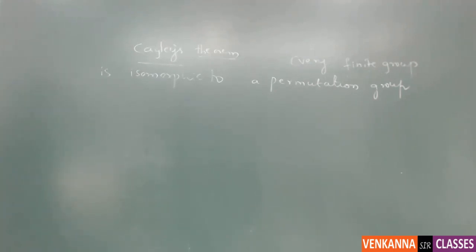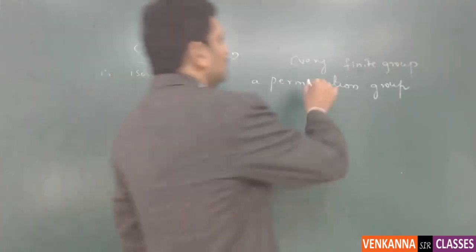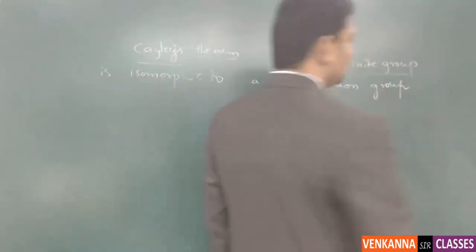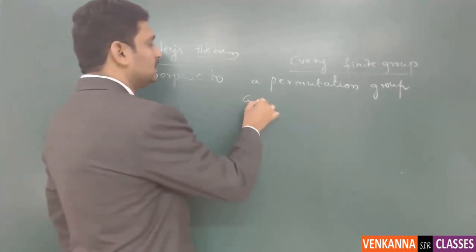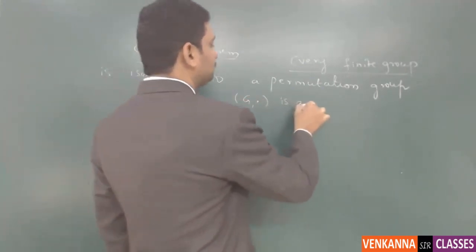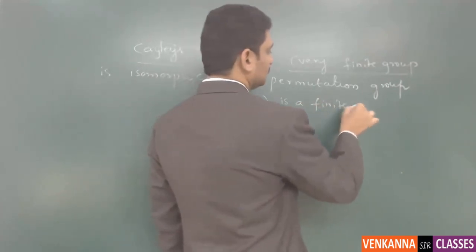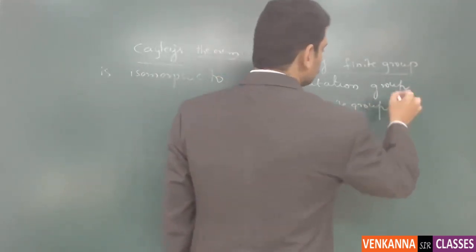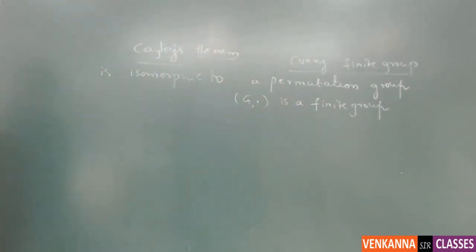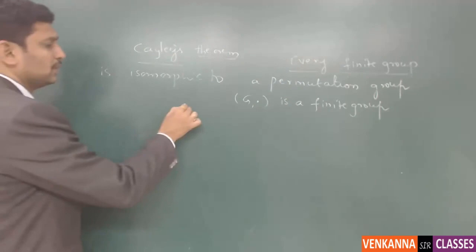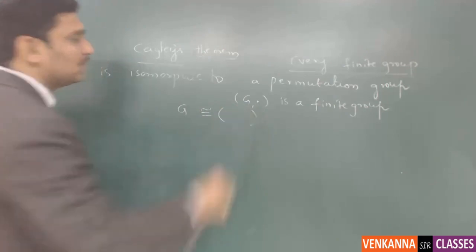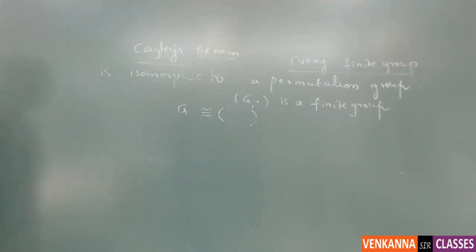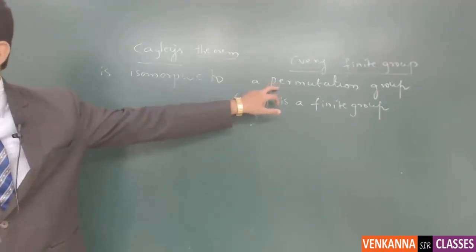Right. So here, the given hypothesis is every finite group. So first of all, let us start with a finite group, say G comma dot is a finite group. So as per the theorem, you have to show that G is isomorphic to a permutation group. So now the question is, what is the permutation group here?